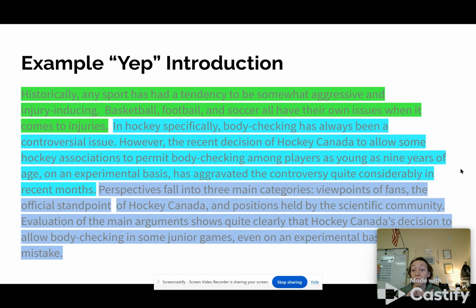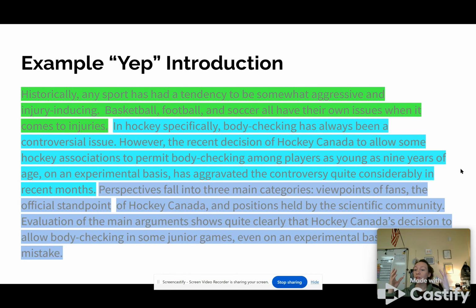Then it goes more specific. So it started really broad. Here's lots of sports, and we know that sports mean injuries, right? But then it hones in a little bit, and it talks about hockey. "So in hockey specifically, body checking has always been a controversial issue. However, the recent decision of Hockey Canada to allow some hockey associations to permit body checking among players as young as 9 years of age on an experimental basis has aggravated the controversy quite considerably in recent months."